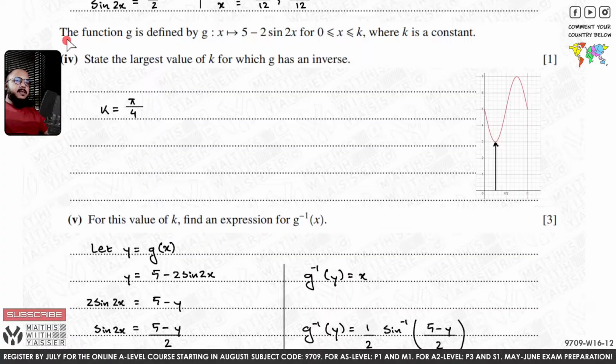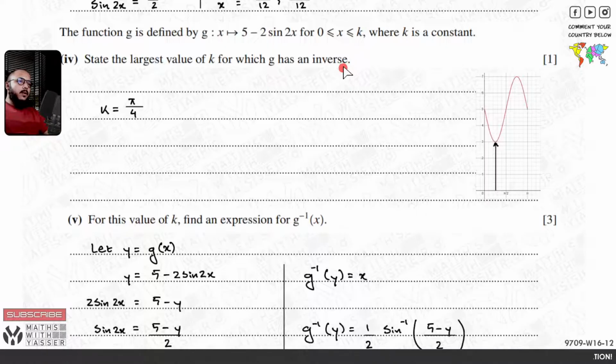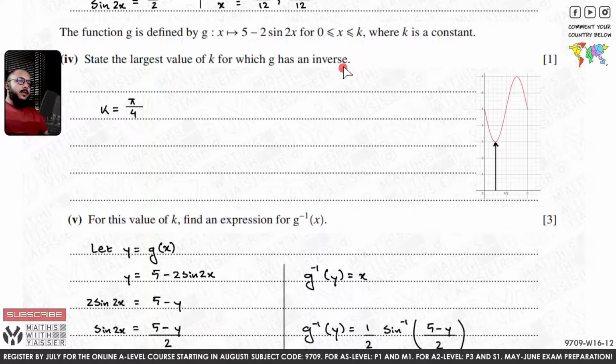In the next part, it says the function g is defined. g(x) is 5 minus 2 sin 2x for x lies between 0 and k, where k is a constant. We need to state the largest value of k for which g has an inverse. So again, let's recall that an inverse function only exists if the original function is 1 to 1. If the original function is many to 1, we will not have the inverse function. Now the graph that we have is a many to 1 function.